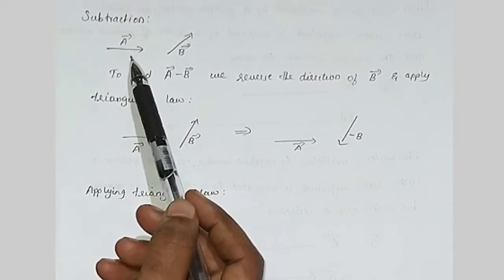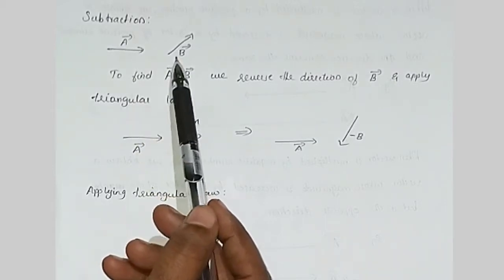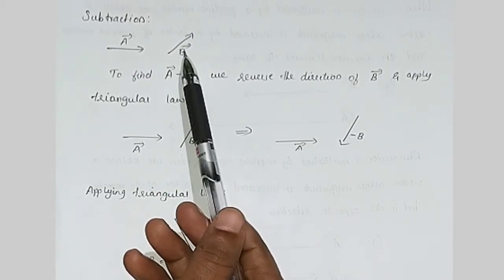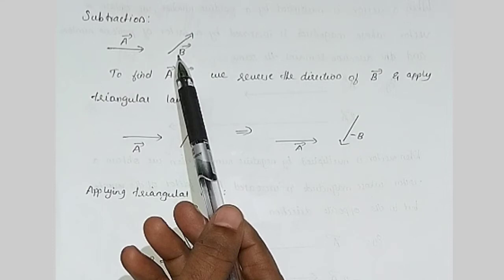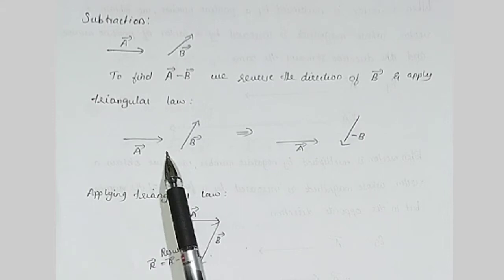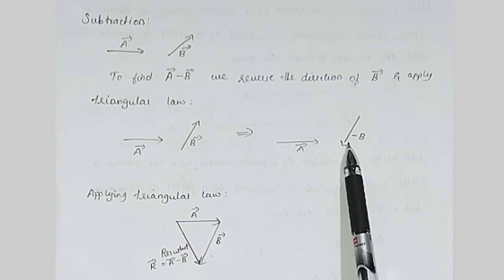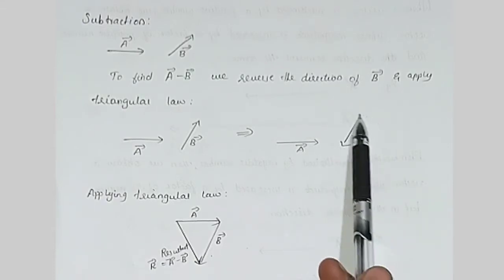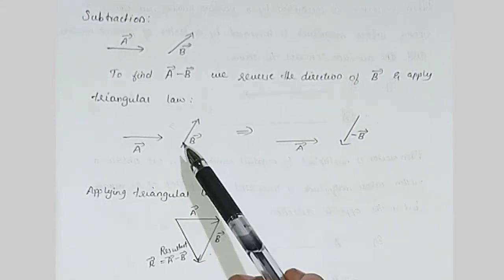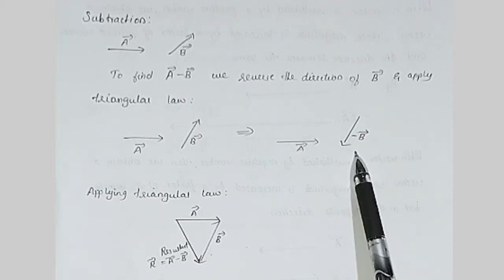Now, how can we subtract two vectors in a plane? Suppose we have to find A minus B here. What we do is we reverse the direction of B and then we apply the triangular law of vector addition itself. That is, we have vector A and vector B here. In order to find A minus B, we just reverse the vector and draw the minus B vector. Here we have vector A, which is kept as such, and vector B is reversed in its direction. Therefore, this becomes the minus B vector.